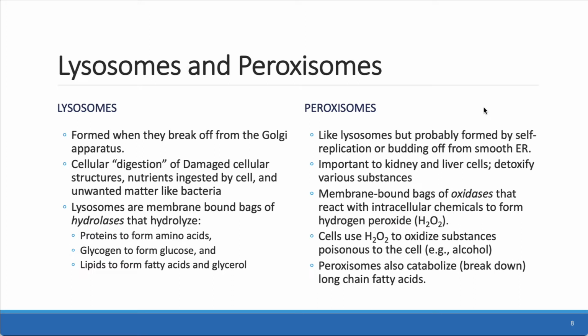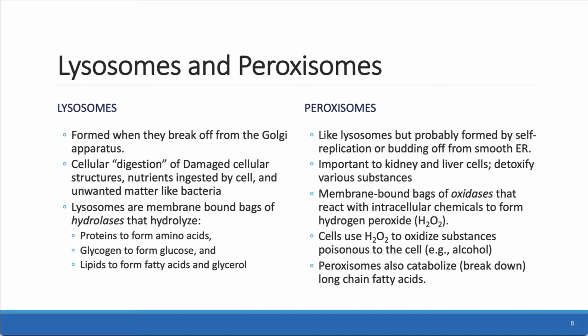So lysosomes are formed, again, when they break off from the Golgi apparatus. And essentially, these are the components of the cell that are responsible for digesting cellular structures that have been damaged, or nutrients that are ingested by the cell, or unwanted junk like bacteria. They are essentially just bags of enzymes. And in particular, the lysosomes have the hydrolases.